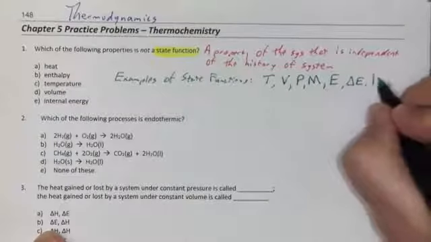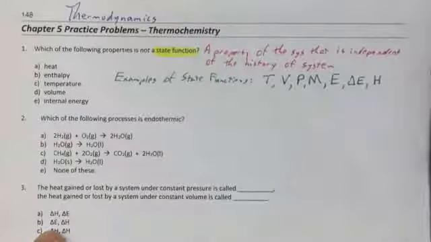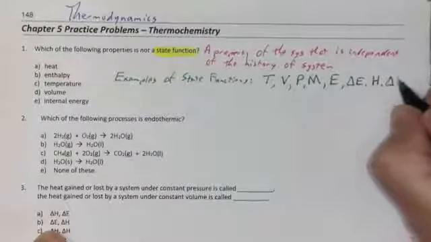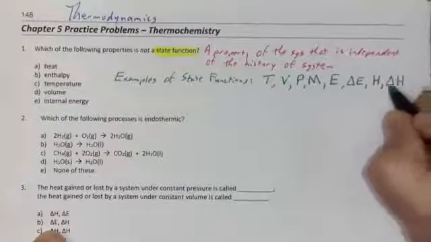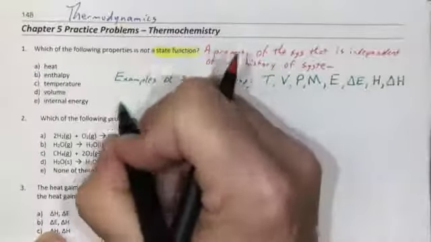And then this chapter focuses on enthalpy. H stands for enthalpy, which you can think of as like heat, but it's not heat, in the sense that the delta H, the change in enthalpy, is a state function. It does not depend on the pathway that's followed.